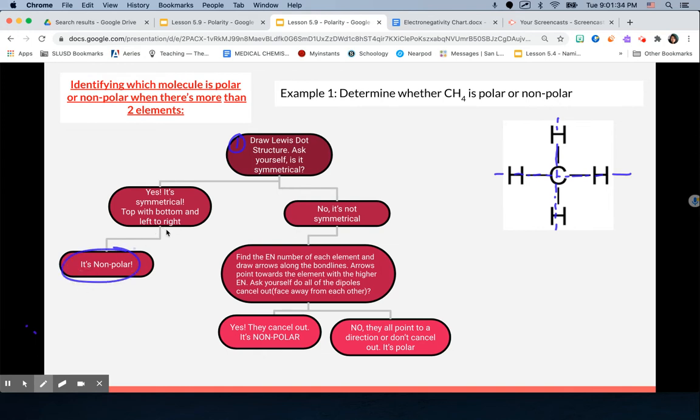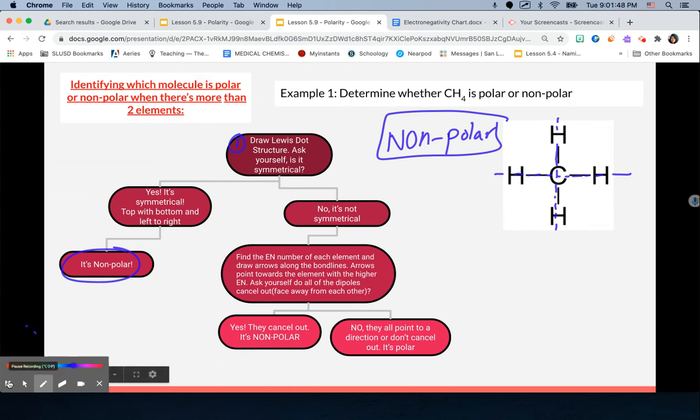Therefore, it is nonpolar. So CH4 is going to be nonpolar. Super straightforward, right? Okay, so let's try a harder example where it's not symmetrical.